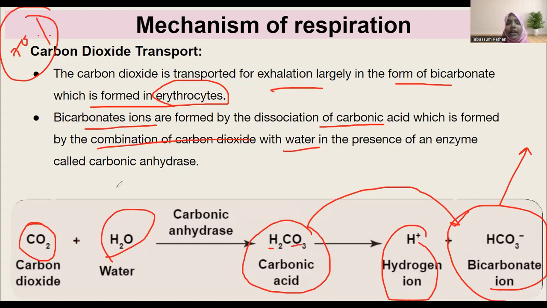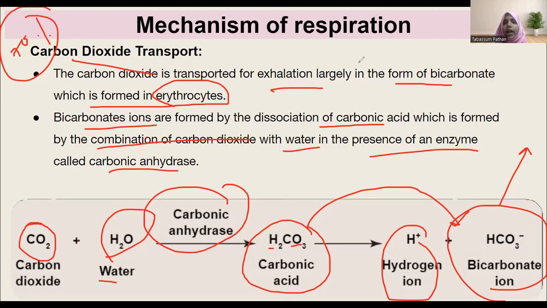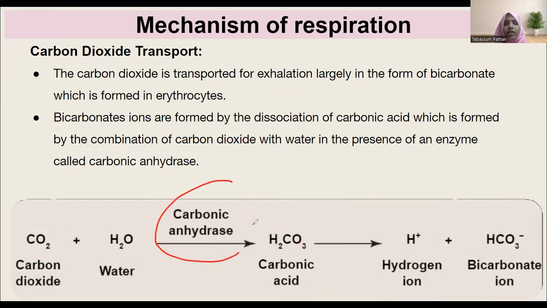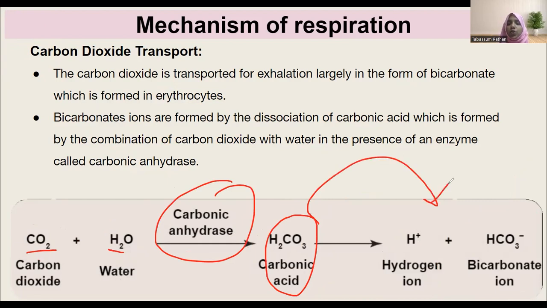We discussed it will take place in three manners. First, 20 to 25% will be in the form of carbaminohemoglobin. Second, mostly 70% of it will be transported via this. The combination of carbon dioxide and water will be brought about by an enzyme known as carbonic anhydrase. So this enzyme will combine carbon dioxide and water to form carbonic acid, then carbonic acid will dissociate into H plus ion and bicarbonate ions.